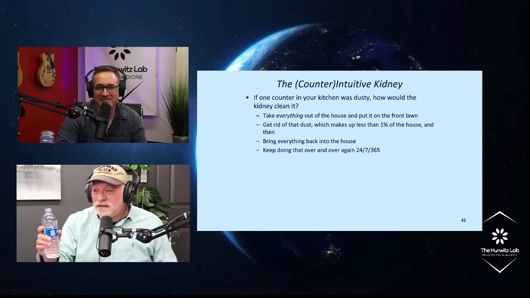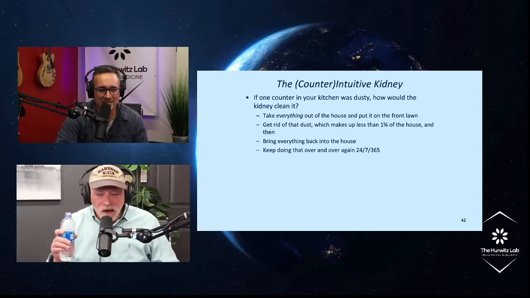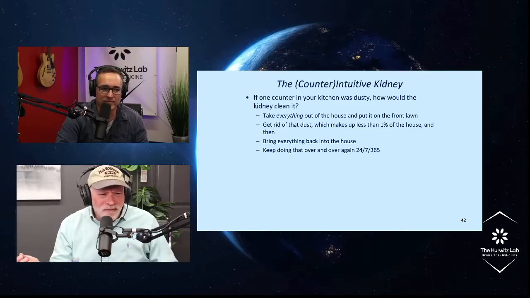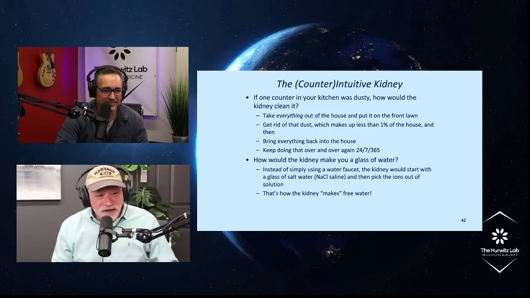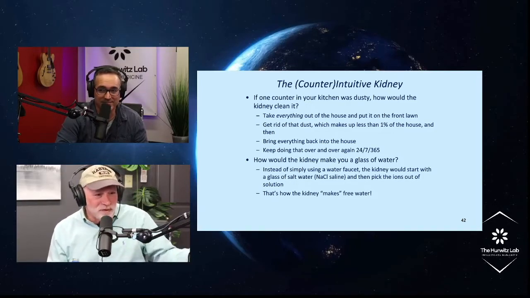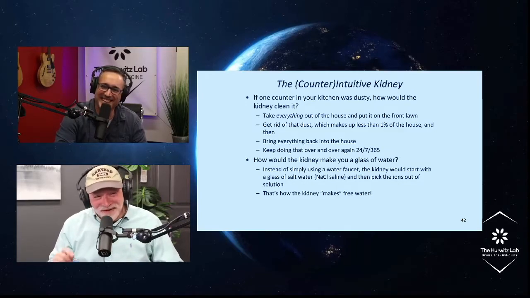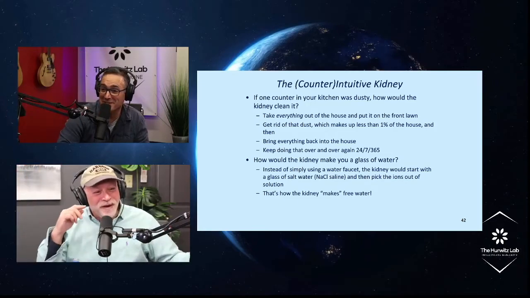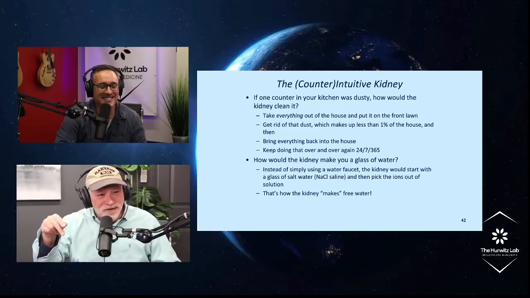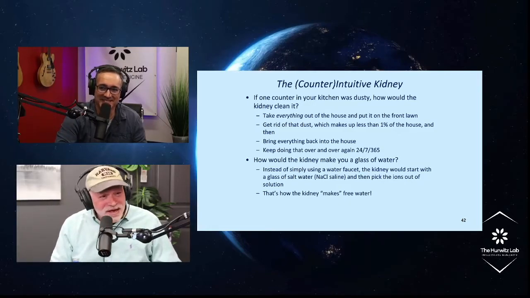And this is why students wonder, how could the kidney be so dumb? Because you put everything out there, a lot of work, then you clean 1% and you throw everything back. But here's why the kidney does that. How would the kidney give you a glass of water? You just go to the kitchen and open a faucet. How does the kidney make you a glass of water? The kidney would start off with saline, and then it would remove every ion from it, in the loop of Henle with the triple transporter in the ascending limb, and then the sodium chloride co-transporter, the thiazide sensitive one. And that's how the kidney makes you a glass of free water.